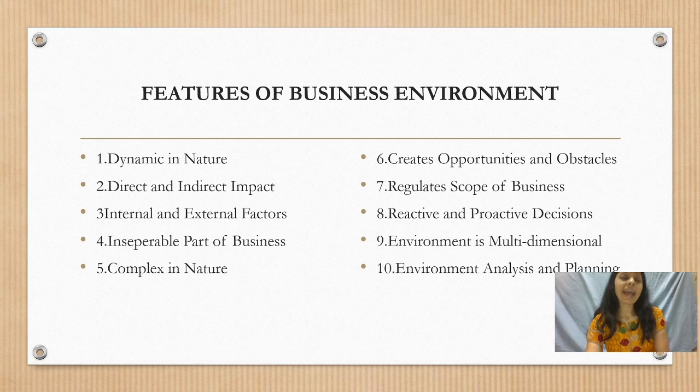The third point I have is internal and external factors. Internal factors are controllable in nature. They include machinery, manpower, management, labor relations, etc. A company can replace old machinery with new machinery if so required. So all of this comes under internal factors. Are you understanding? And the external factors are beyond the control of the business firm. External factors include government policies, competitor strategy, customer preferences. All of this would come under external factors.